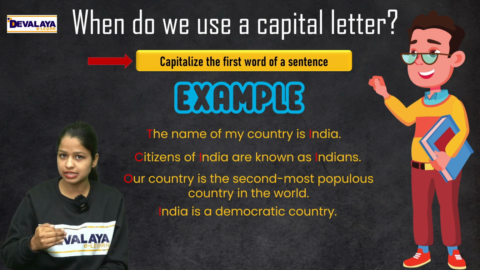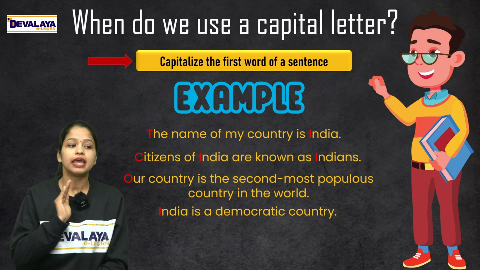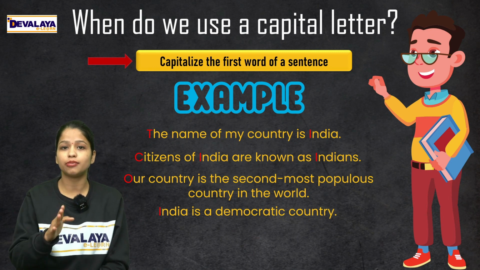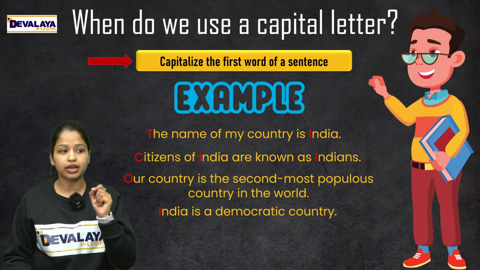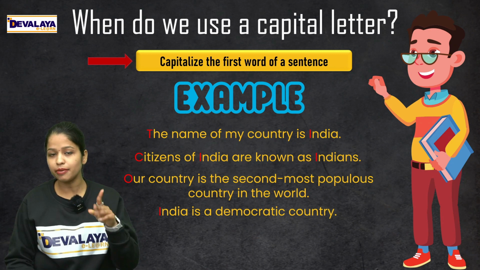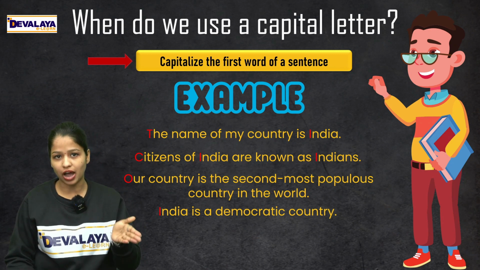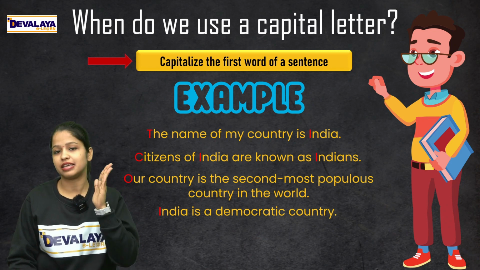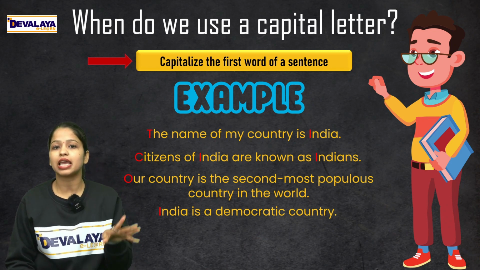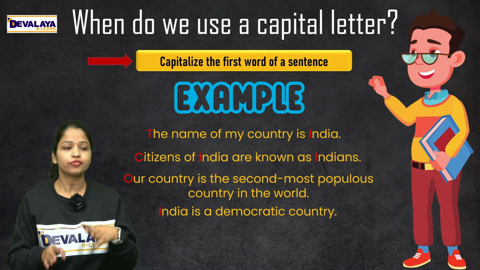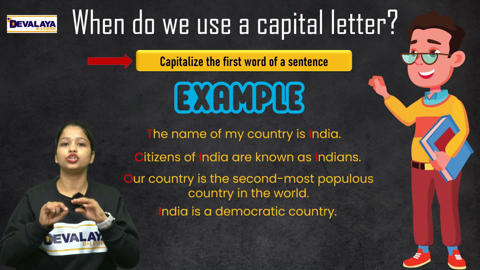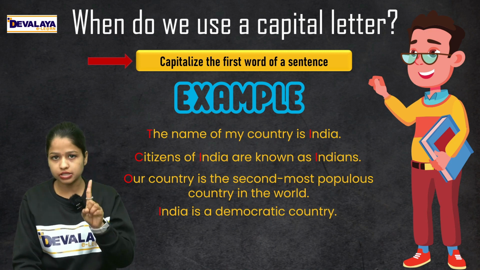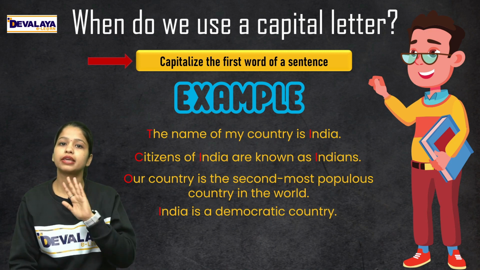Then we are again starting the next line. That is what? India is a democratic country. Again we are capitalizing I because it is the first letter. That is India's first letter I. That is why we are putting a capital letter. Clear? So whenever you are writing any sentence, that sentence's first letter should always be capitalized.